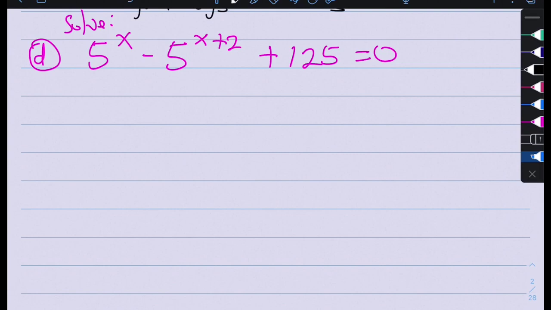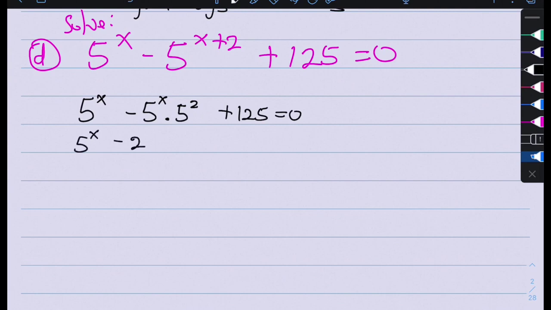However, watch me do something here and I will explain every step of the way. First, you keep this 5 to the power x. However, you know that 5 to the power x plus 2 means 5 to the power x times 5 squared, right? Okay, then you have plus 125 is equal to 0. All right, now the next thing I want you to do is to expand that 5 to the power 2, that's 25. So you have 5 to the power x minus 25 times 5 to the power x plus 125 equals 0.